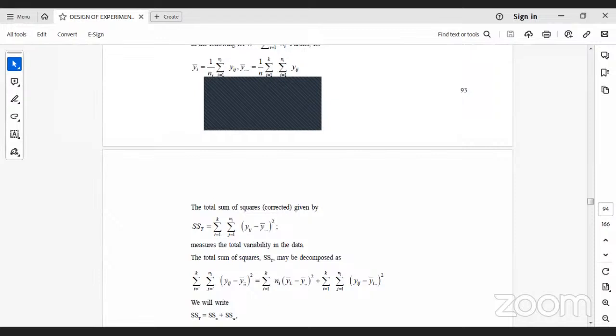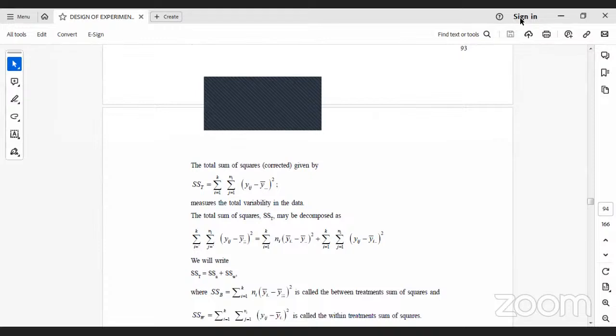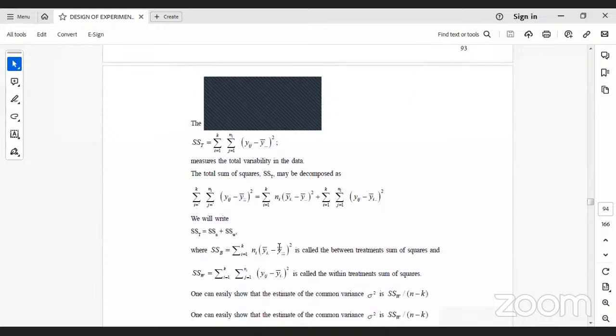Yesterday also I told you this. The measure of the total variability of the data, the total sum of squares TSS, may be decomposed as summation of i equal to 1 to k, j equal to 1 to n i, of yij minus y bar whole square, which equals summation of i equal to 1 to k, n i times y bar i minus y bar whole square, plus summation of i equal to 1 to k, summation of j equal to 1 to n i, of yij minus y bar i whole square. So we can see that TSS is equal to SSB plus SSW.